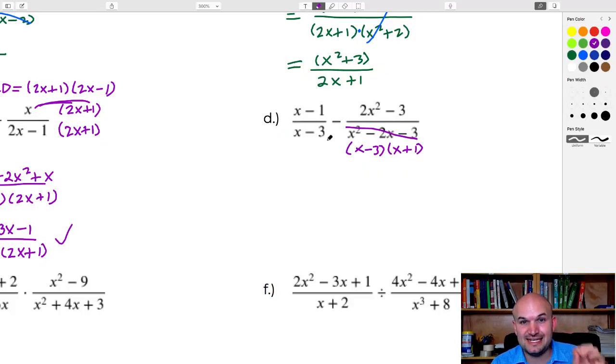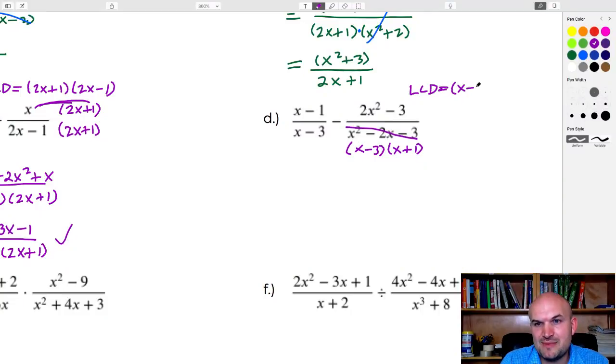And now you can see that between these two denominators, they already share an x minus 3. So my least common denominator is just going to be x minus 3 times x plus 1. Because does x minus 3 divide into itself? Yes. Does x minus 3 divide into that? Yes, because it divides into their x plus 1 times. So make sure before you just assume you have to multiply the denominators, check to make sure that they don't have anything already in common.